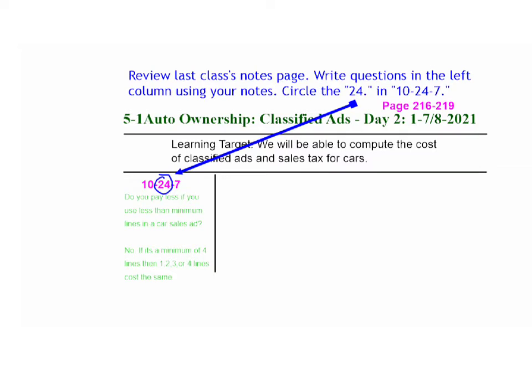Let's take a look at our last class notes before we get going here. That would be 5-1 auto ownership day 2. And write a question in our left-hand column. I have an example here. Do you pay less if you use less than the minimum lines in the sales car's ad? No. If it's a minimum of 4 lines, then 1, 2, 3, or 4 lines cost the same. You're welcome to use this question or any question you like. When you get done, please circle your 24. Hopefully your 10 is already circled. You can stop the video, do that, and then hit play again when you're ready to proceed.